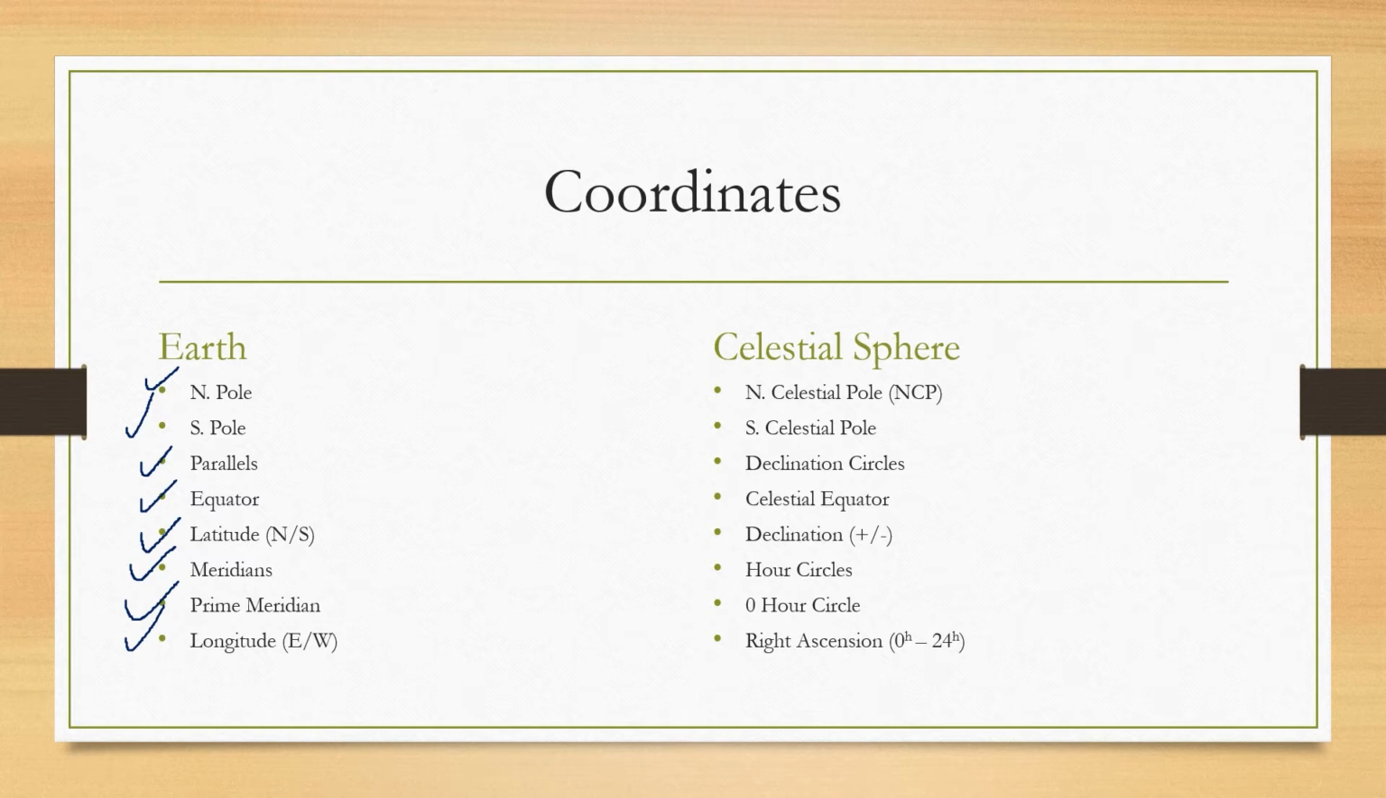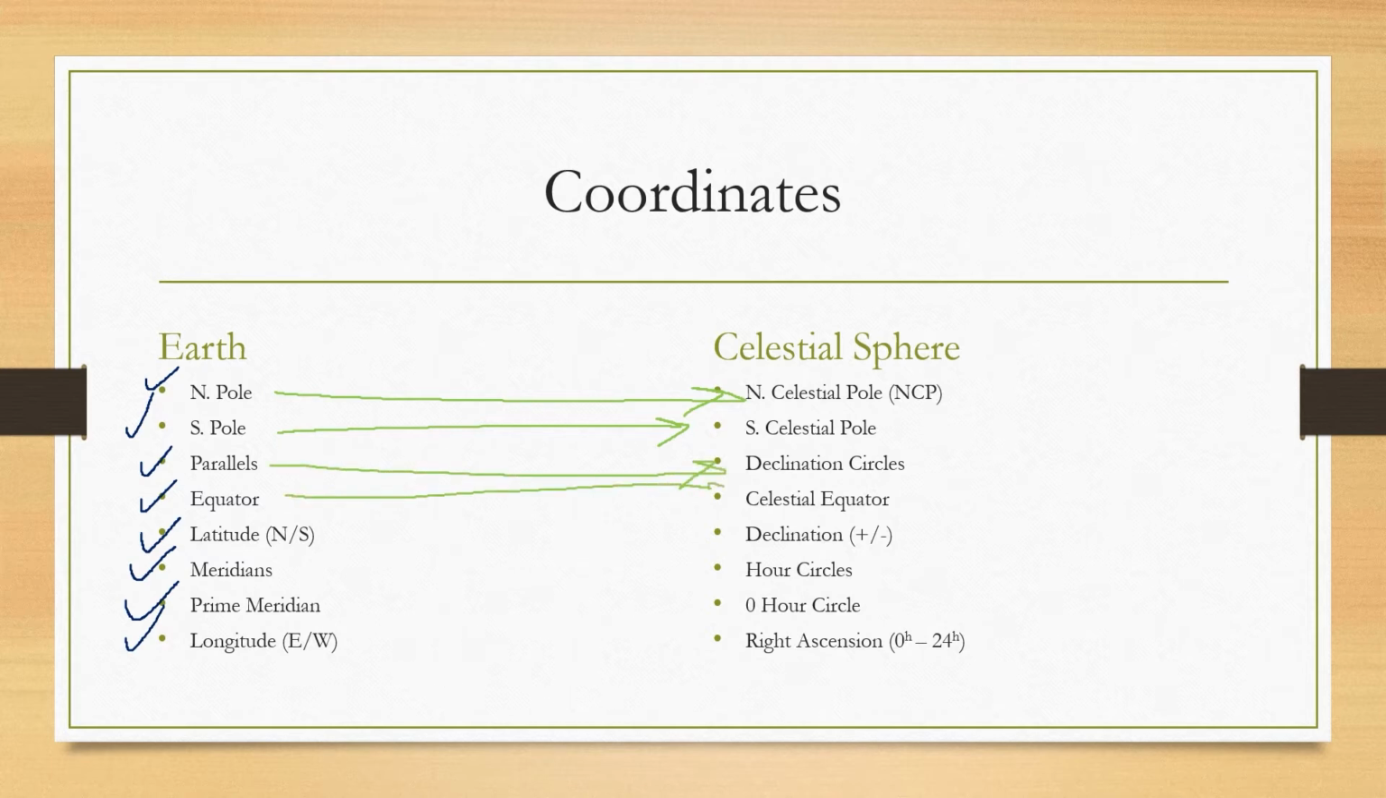On the celestial sphere, these actually translate. So the North Pole becomes the North Celestial Pole. The South Pole becomes the South Celestial Pole. Parallels become declination circles. The equator is now the celestial equator. Latitude, north-south, becomes declination, positive, negative. Same thing. It goes above and below the celestial equator. Meridians become hour circles, and the prime meridian becomes the 0-hour circle.